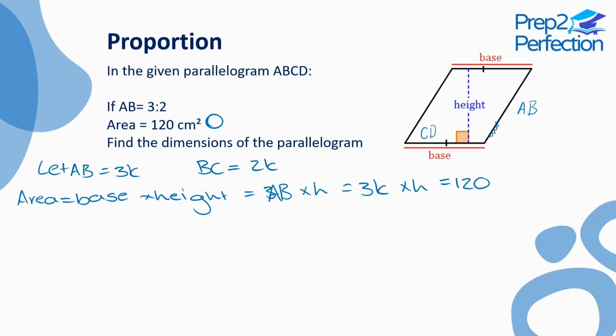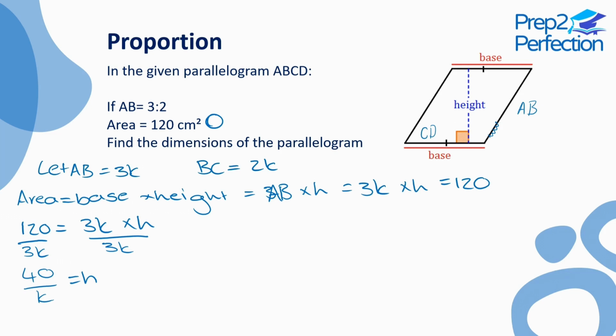So I'm just going to rewrite this here. 120 is our area, our base is 3K, and then just our height. So now we can divide both sides by 3K, and this will give us 40 over K, and this will give us H.